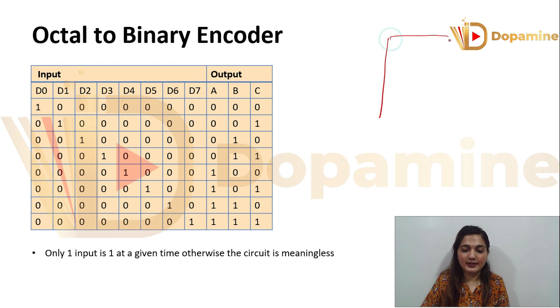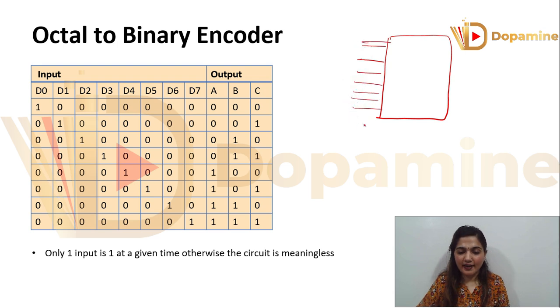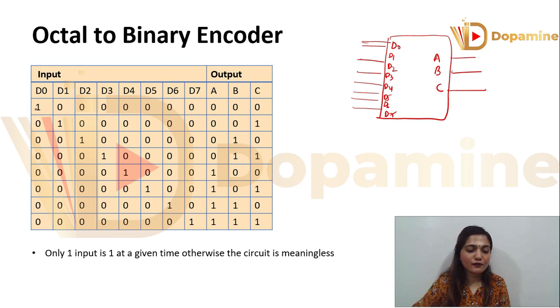So in the octal to binary encoder, here I am going to make the inputs. In octal we have 8 inputs. So I have made 8 inputs and we have 3 outputs A, B and C. So it is the octal to binary encoder basically. So I have D0, D1, D2, D3, D4, D5, D6 and D7 as the input lines of this octal to binary encoder. So in this case only one of the input lines is 1 at the same time.